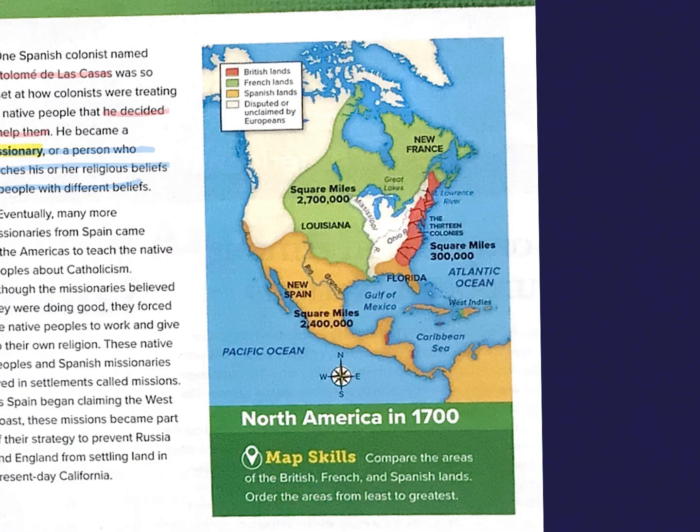So over here we see a map of the different spots. This red part is British, right? We see up here, there's our key. The French lands are right up here in the green, and the Spanish area is all this stuff down here. So Spain had a lot of stuff. France had a lot of stuff. But the Americas were not as big at the beginning.